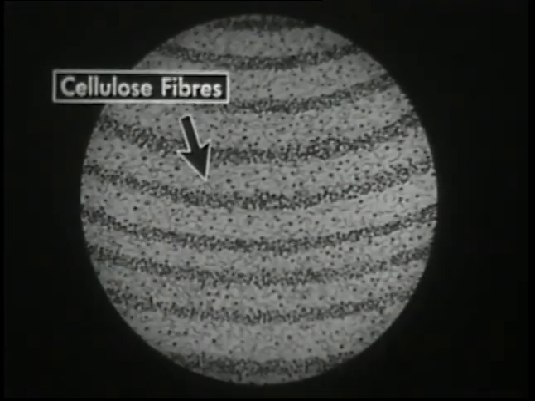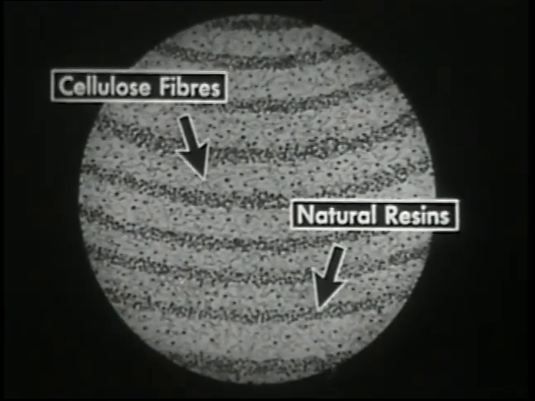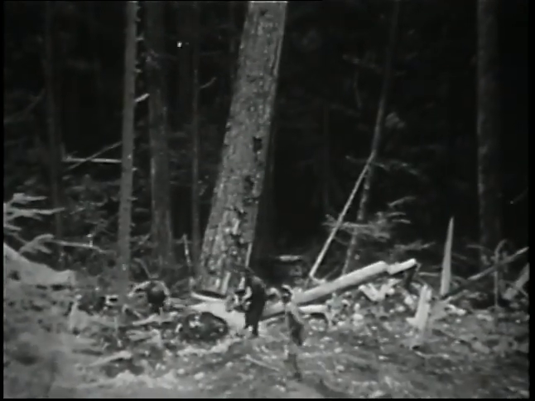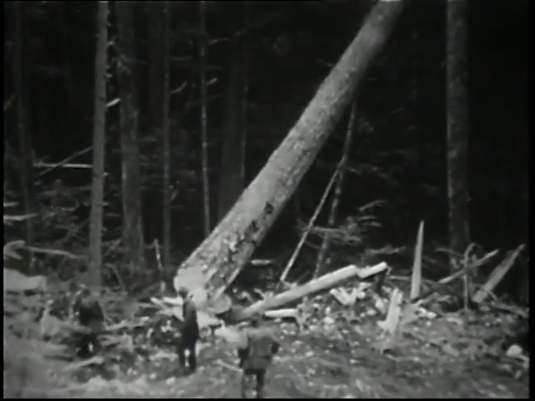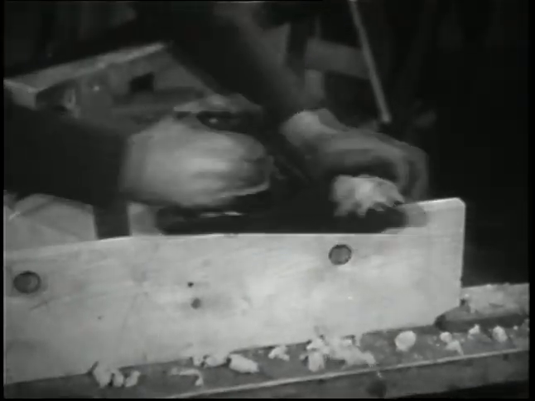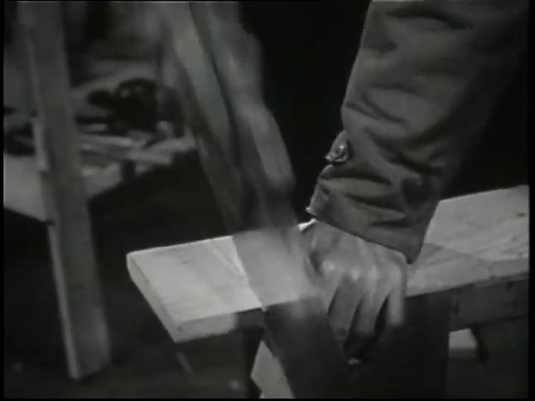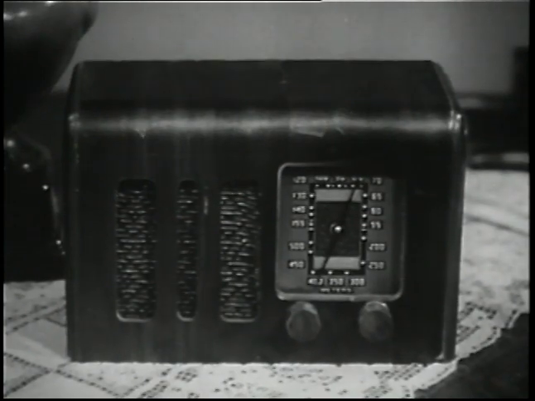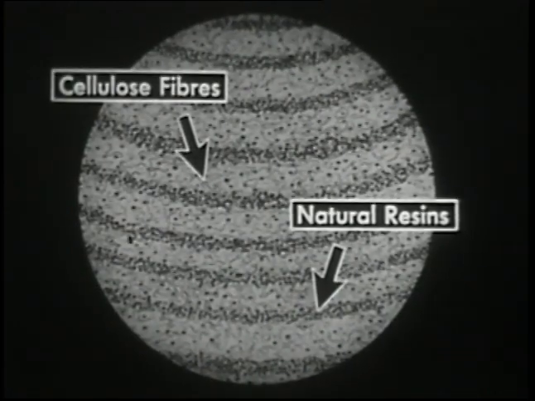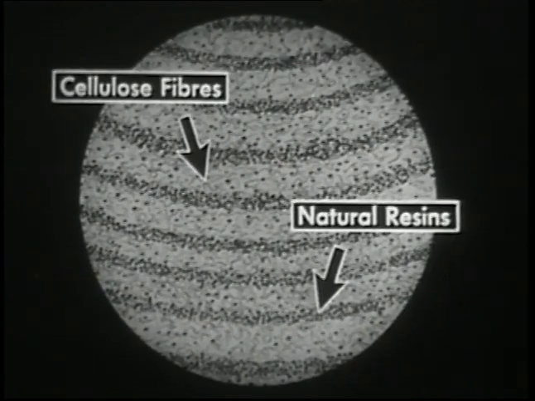The wood of the tree is made up of cellulose fibers held together tightly, or bonded, by natural resins. For centuries, man has taken this natural product from the forests and used it practically unchanged. By a number of operations, cutting to size, sawing, planing, machining, and shaping, innumerable useful products have been made, such as this wooden radio cabinet, which in finished form is still, like all wood, composed of cellulose fibers bonded by natural resins.